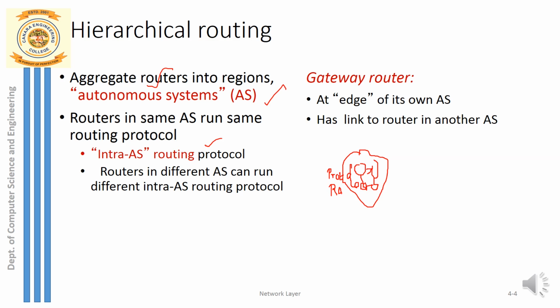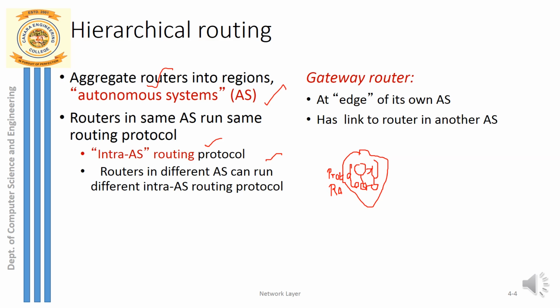Within the autonomous system, all the routers will follow the same routing protocol. I will tell you about the different types of protocols we have, but right now you just see that it is called an intra-AS protocol. Within the autonomous system, all the routers follow the same protocol. Okay, so it is about this.